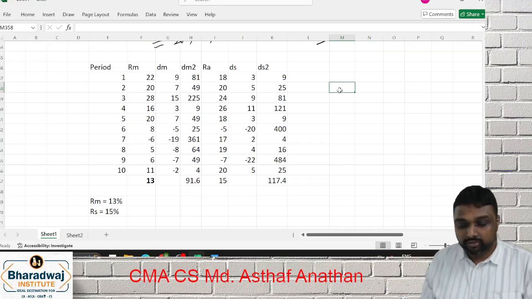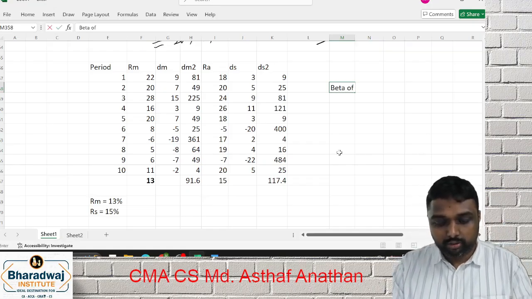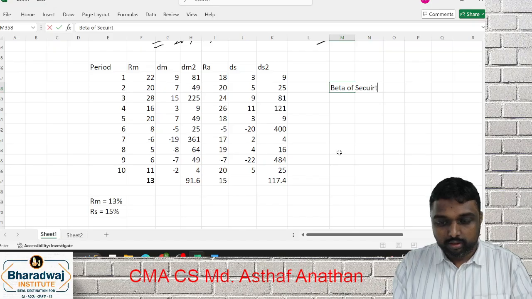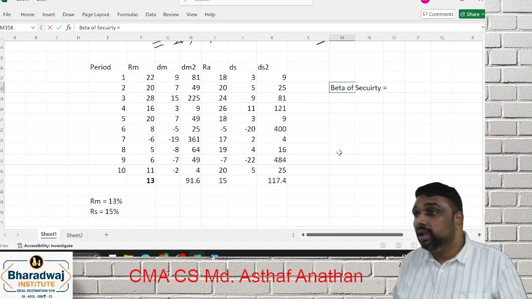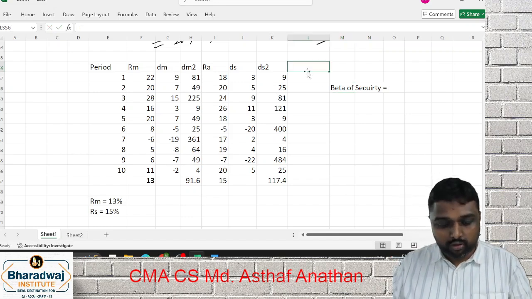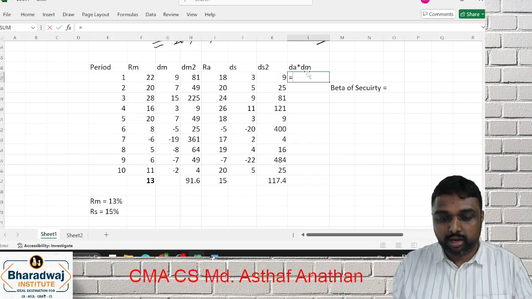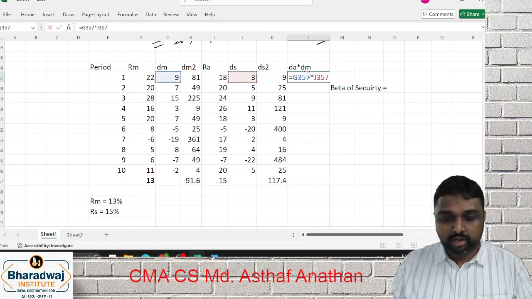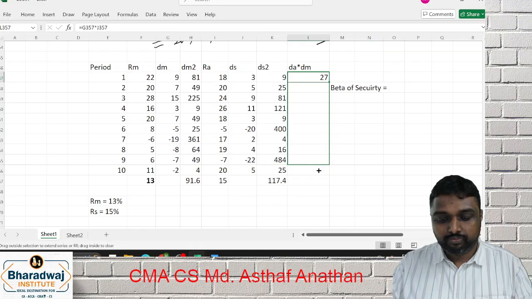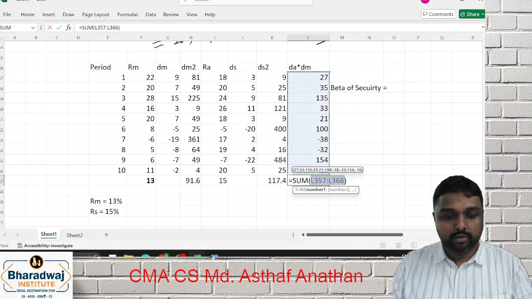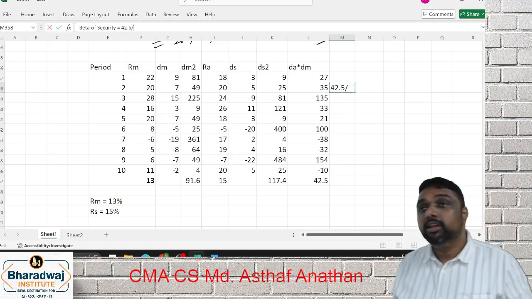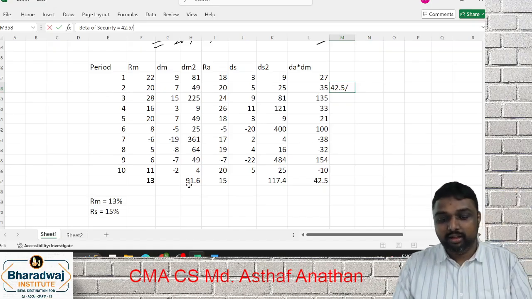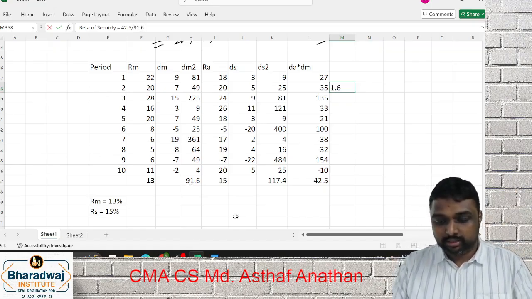Are you ready, friends? First we will go for the beta of the security. Here we can use the shortcut method: covariance of the stock divided by variance of the market. For covariance, I will do one column: deviation of A into deviation of market. We take the total divided by N, so you will get 42.5. The variance of the market we got already is 91.6.